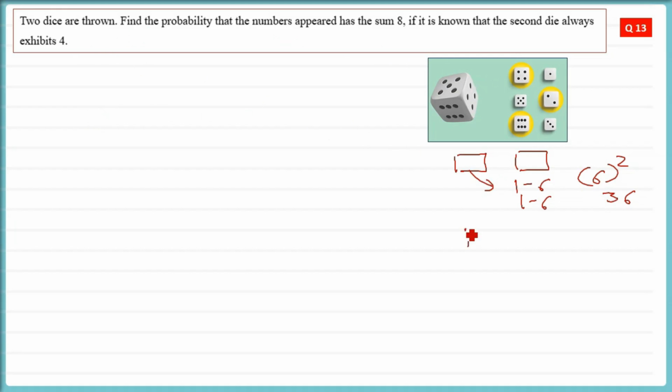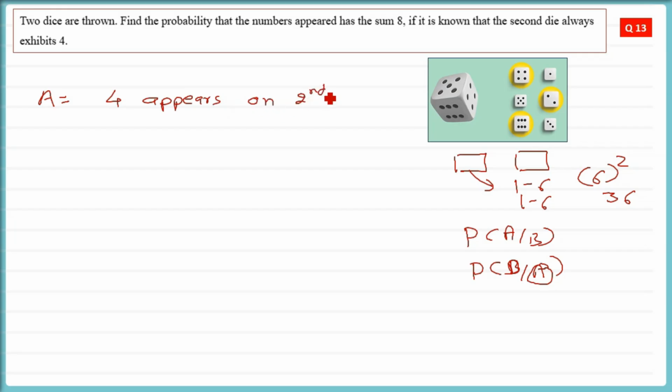Find the probability. Now probability is A by B. Now this time we'll do a reverse. That is to make you understand that both things are okay if it is presented or shown to you, or if you write like this. The probability which is below has already happened and above is to be found out. So A, we will mark as the event that 4 appears on the second die. The numbers appeared have the sum 8. Now this is what we need to find out. A has already happened. The second die always exhibits 4, always turns out to be 4, is A.